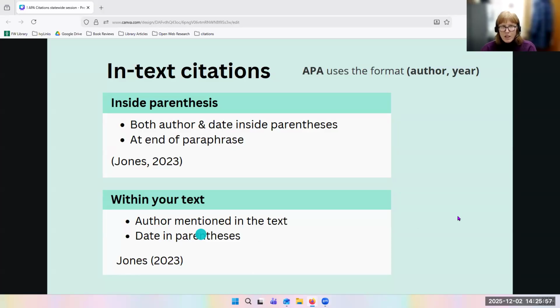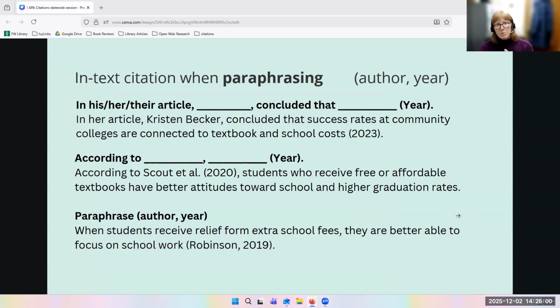So what does that look like? It looks like this. So these are some examples of when you're paraphrasing and ways to cite. You could say something like, in his or her or their article, and then put the author, concluded that, wrote that, mentioned that, and then the paraphrase of the source. And then you still need to include the year, right? You included the author's name, you still need to include the year. Okay, so you can separate those two elements out, but they both need to be included.